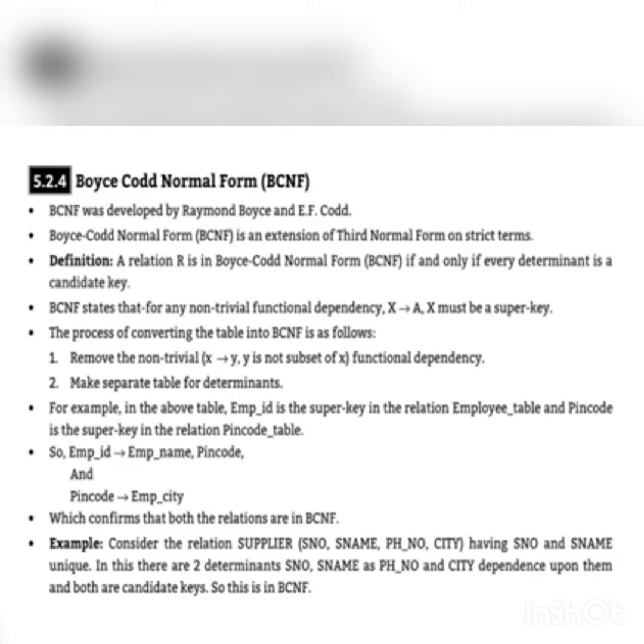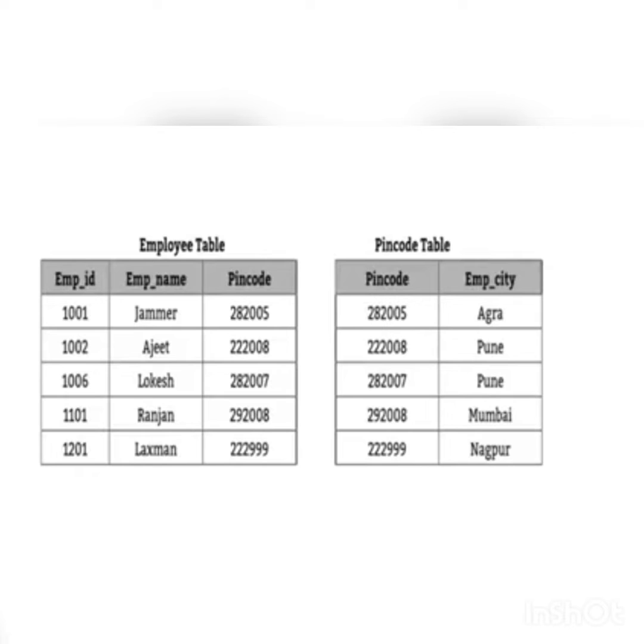For example, here you can see the example. In this table, employee ID is the super key in the employee table relation, and pin code is the super key in the pin code table relation. Are you getting it? Which is the super key of which relation? Employee ID is the super key in the employee table relation, and pin code is the super key in the pin code table relation.